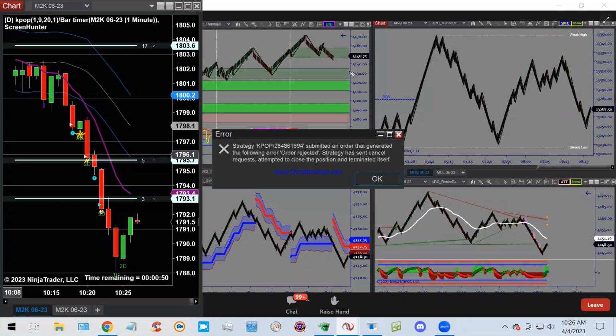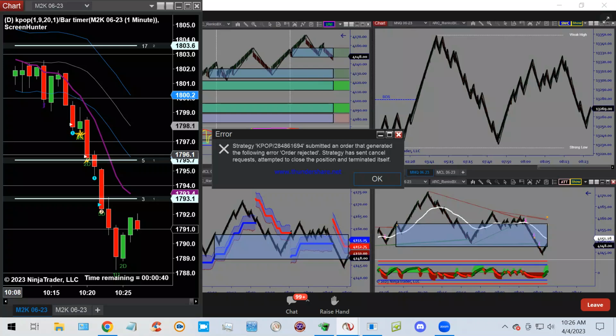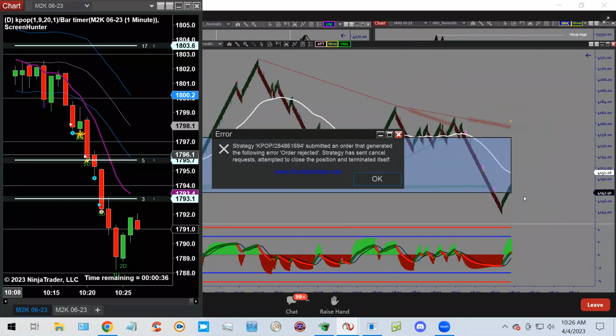If I have a level of support in here, globalized, broken, tested, fresh. Now, if I had an AT Trader, a trend trader, an AT setup in here that gave me a reason to take the trade out of here, I would have taken the trade.